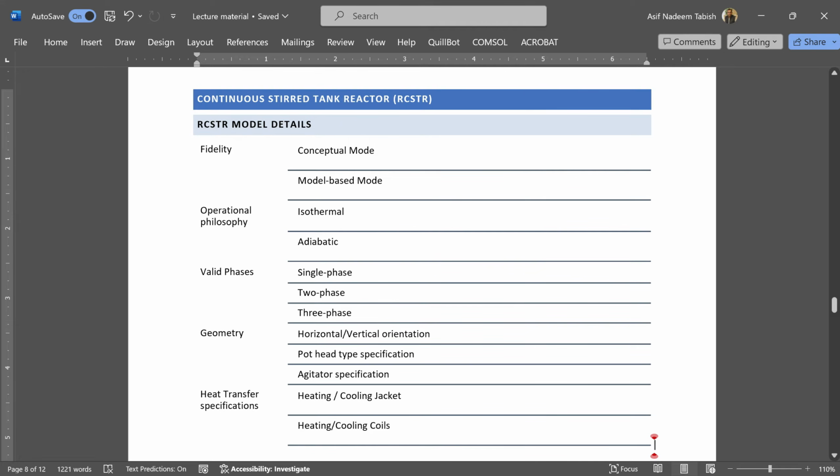Geometry of the reactor can be horizontal as well as vertical. You have the option to define the vessel head type as well as details of the agitator. The possible options of the heat transfer specifications include the jacket type heat transfer and the coils type heat transfer to meet heating and cooling requirements of the reactor.